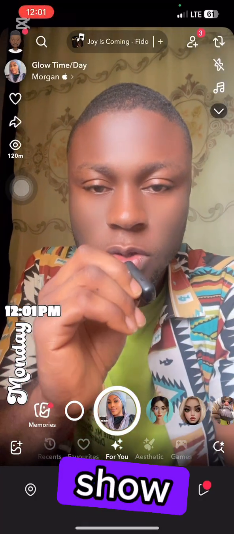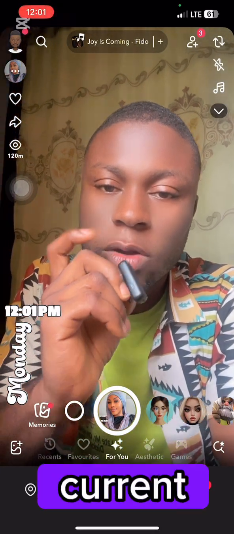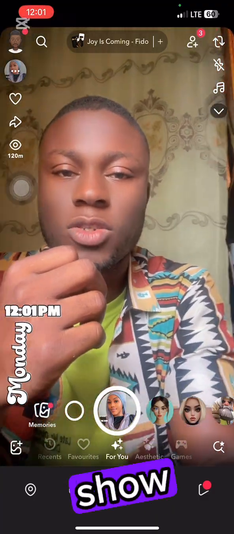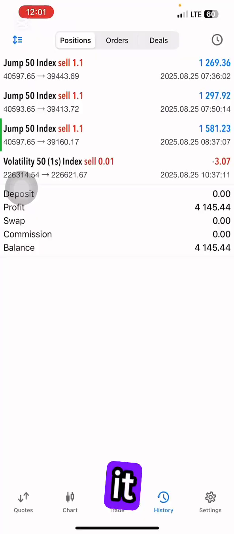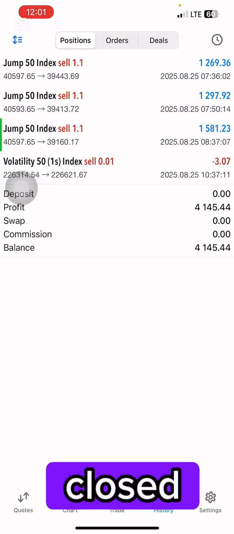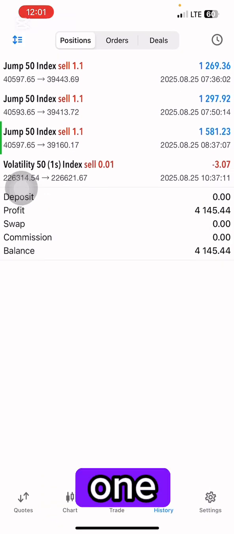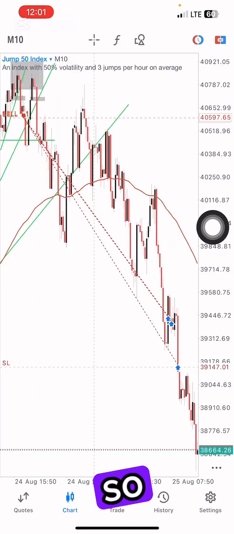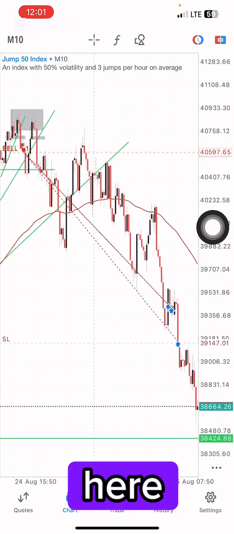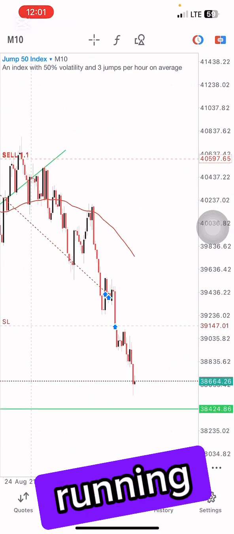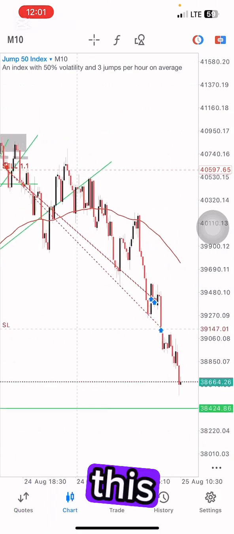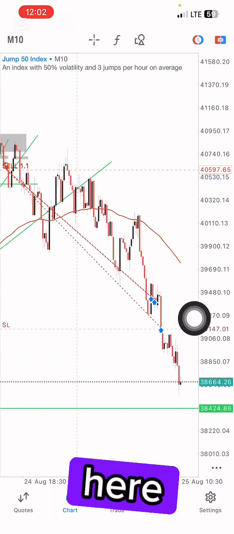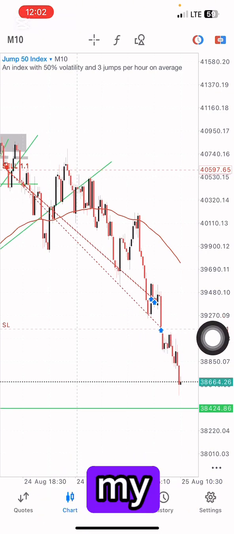Let me just show you guys the current trade that I have running right now. I have another trade running right now. So these are the ones I've already closed. You can see the profit. Very nice profit, 4k already. Look at the trade running very smoothly. This is where we closed already, so I've secured my profit. Once price comes here, I'm out, so I already have my profit.